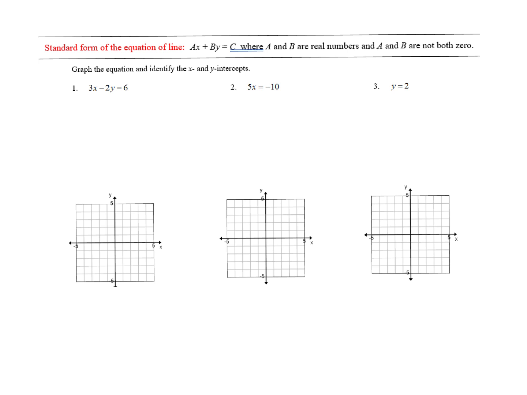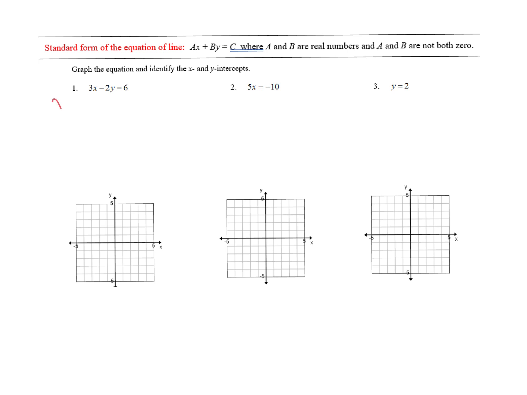Okay, so let's look at how we can use standard form to graph lines by simply finding the x and y-intercept. Now remember, with the x-intercept, we're going to make y equals 0, and with the y-intercept, we're going to make x equals 0. So let's look at this first example.